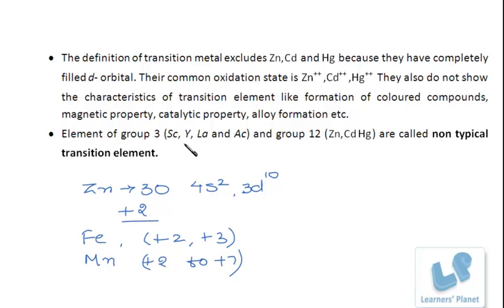Elements of group 3, that is scandium, yttrium, lanthanum and actinium, and group 12, zinc, cadmium and mercury, are called non-typical transition elements. Say scandium also: the atomic number of scandium is 21 and its configuration is 4s2 3d1. It shows only the +3 oxidation state, and it does not form colored compounds either. Now let's have a look at the elements of the 3d series and 4d series.